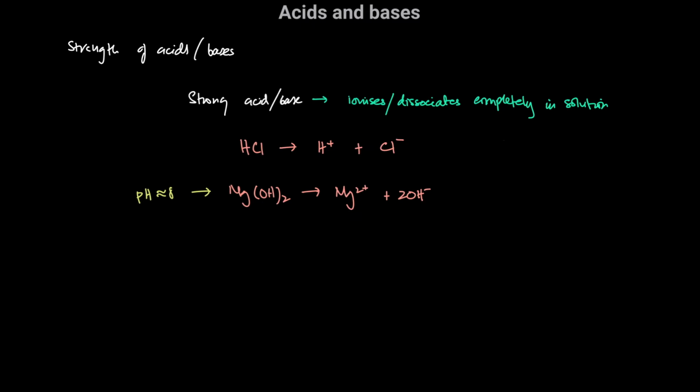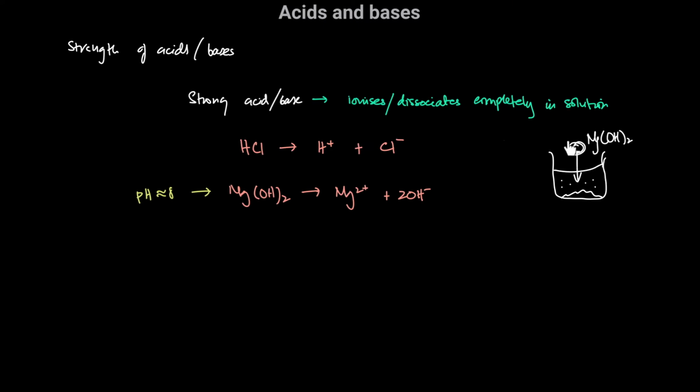So if we look at this example, let's say I have a solid sample of magnesium hydroxide. Only a small fraction will actually dissolve. The majority of it won't dissolve, because it's partially soluble, so a small amount will dissolve. But whatever does dissolve will ionize completely.